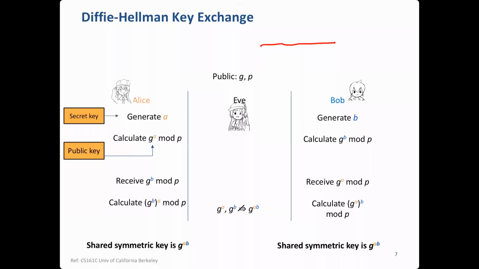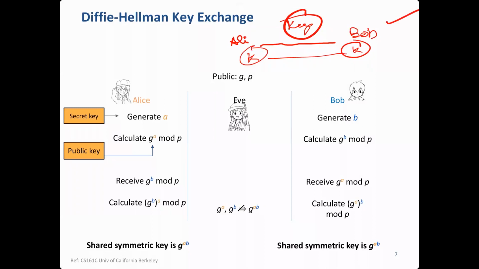Now over this insecure channel, Alice has to send Bob a key reliably, or both of them should come out with the same key. That's the challenge. Now we are looking at the first method, which is Diffie-Hellman, that we studied today.